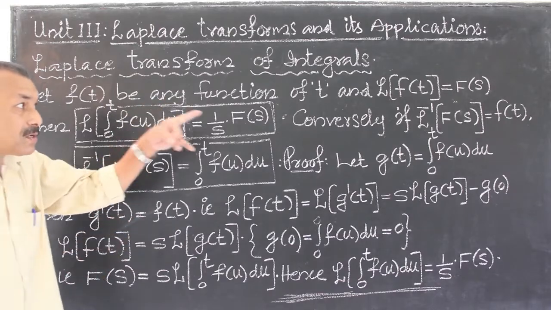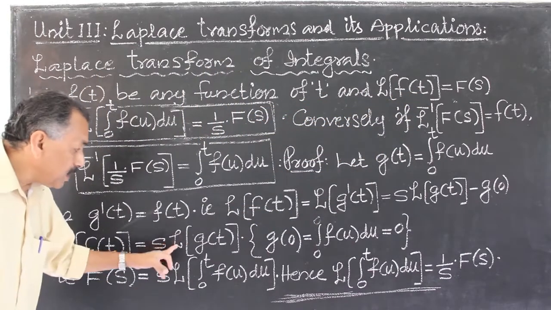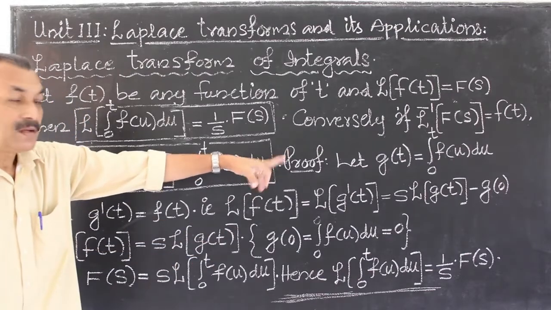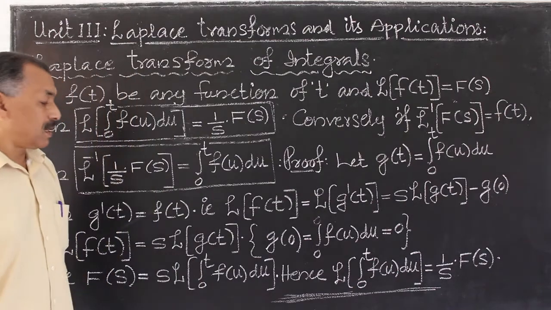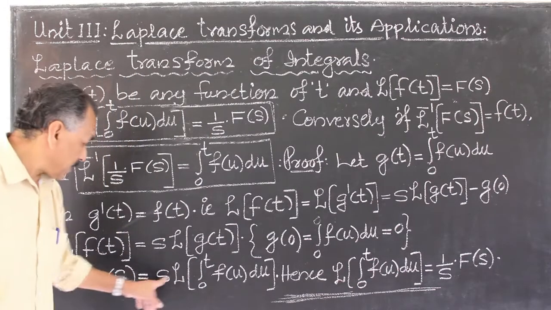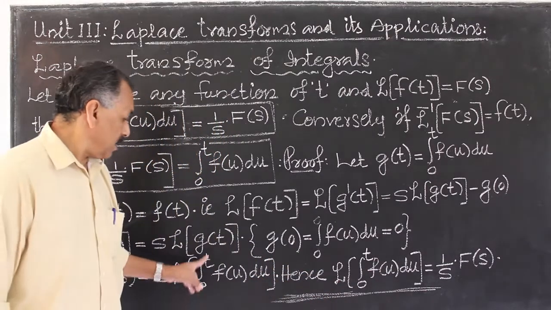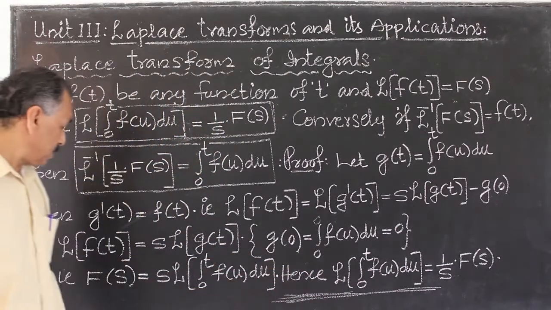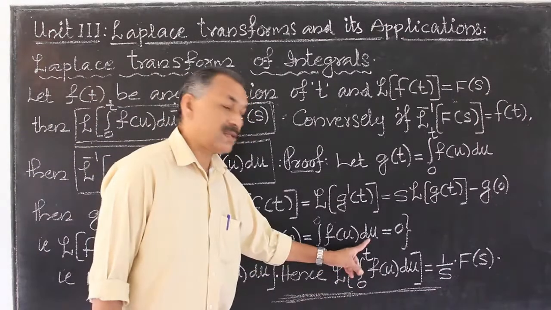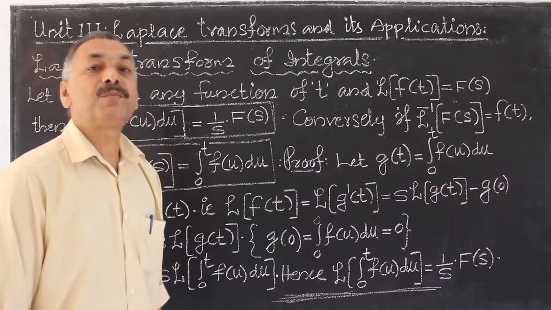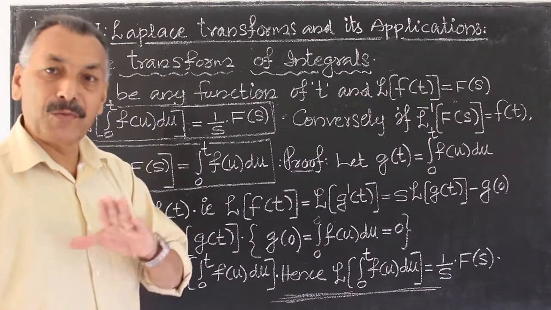That means what is Laplace transform of f of t? L of f of t is equal to F of s, that is F of s is equal to s into L of g of t. What is g of t? g of t is equal to integral 0 to t f of u du. ഈ s ഇപ്പുറത്തേക്ക് കൊണ്ടുവന്നാൽ L of integral 0 to t f of u du is equal to F of s divided by s, that is 1 by s into F of s. എന്നാൽ പ്രൂഫ് നിങ്ങൾ പഠിക്കണ്ട. പ്രൂഫ് ജസ്റ്റ് പറഞ്ഞതേ ഉള്ളൂ.